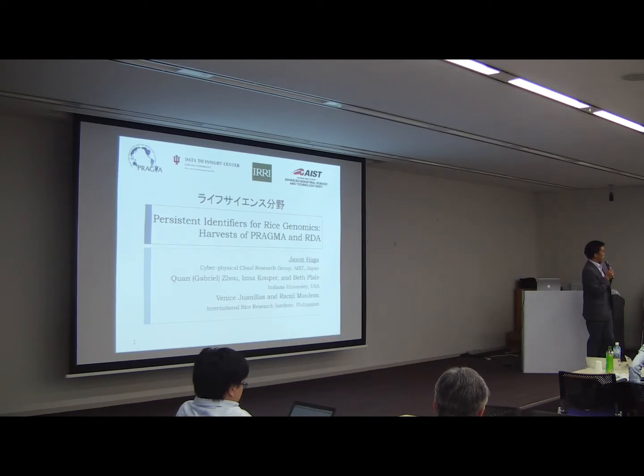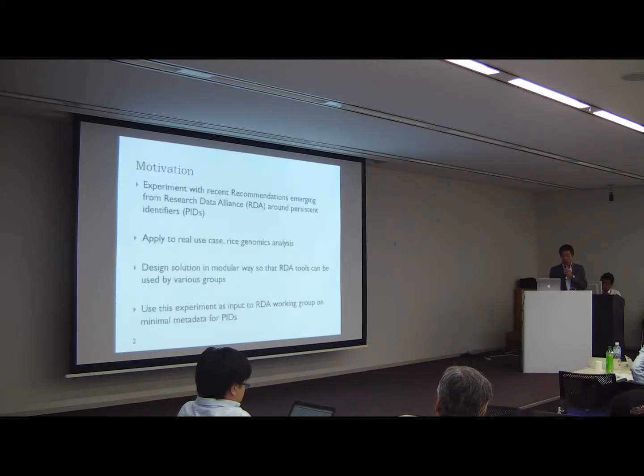I just wanted to thank the organizers for inviting me. I'm really happy to talk about some of the work that we've been doing at AIST regarding persistent identifiers for rice genomics specifically. And so we've been working with two different communities, RDA and PRAGMA, and I will talk about that in just a second.